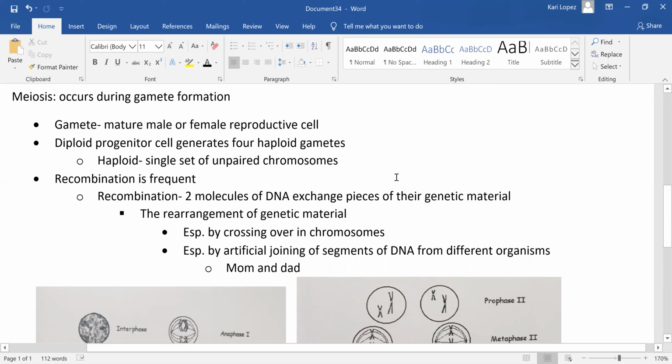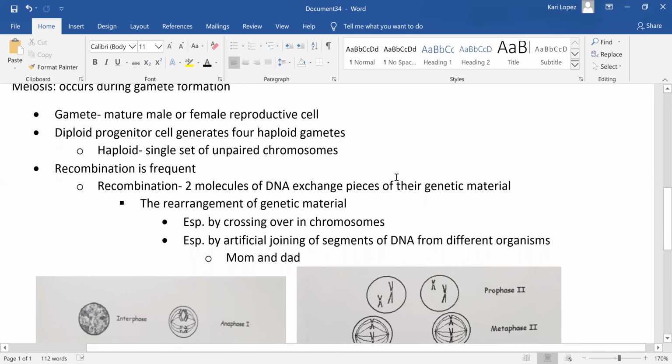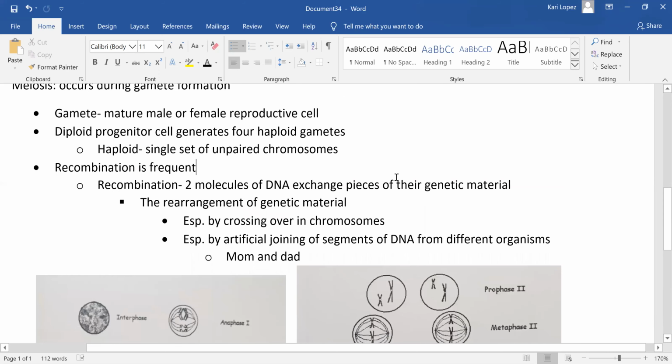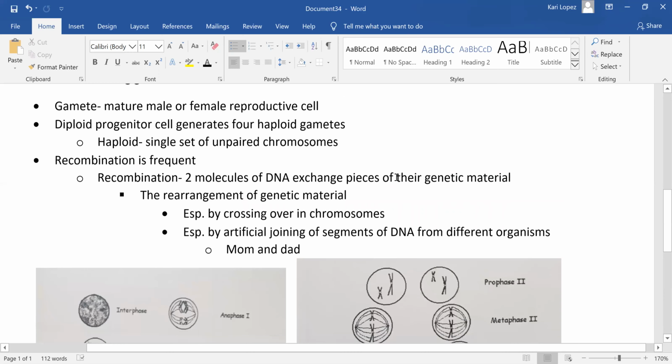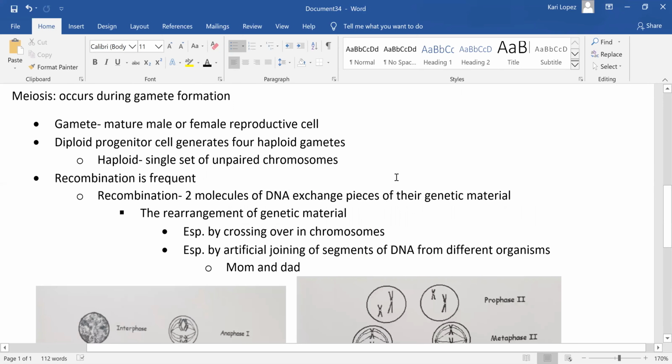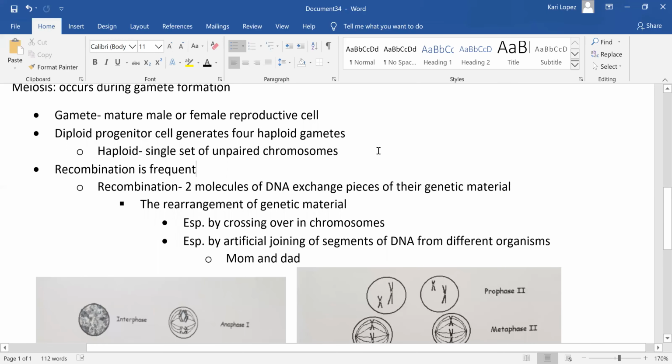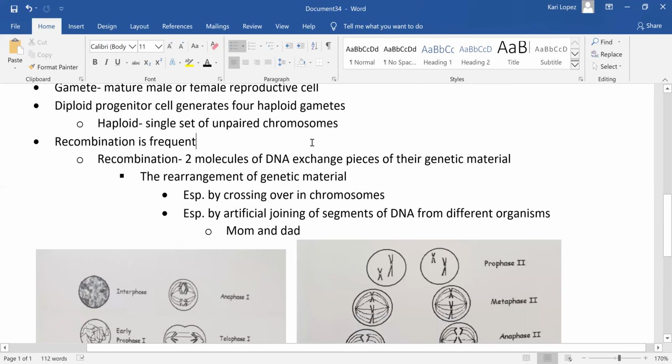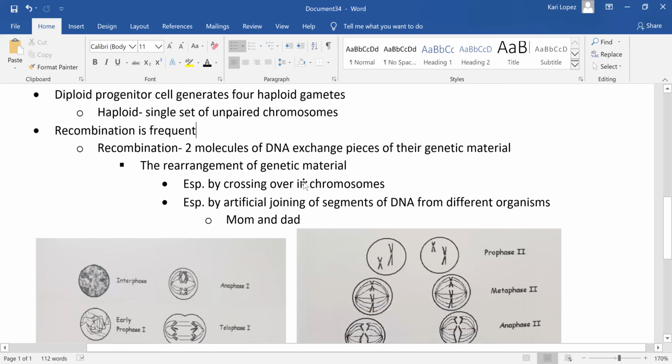And what are gametes? They're like the male and female sex cells. Yep. Exactly. Eggs and sperm. Yes. So you'll have 4 haploid gametes. So those are sex cells with a single set of unpaired chromosomes.